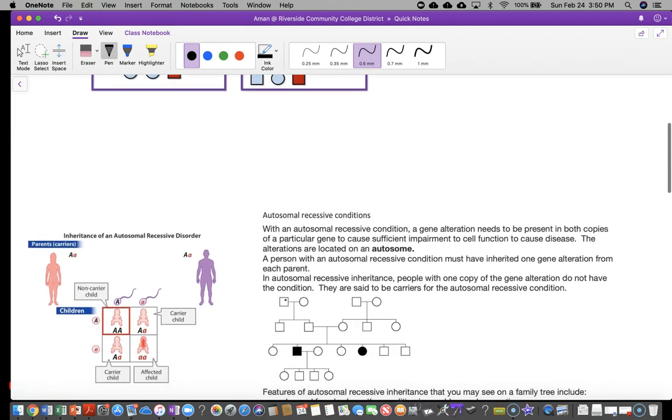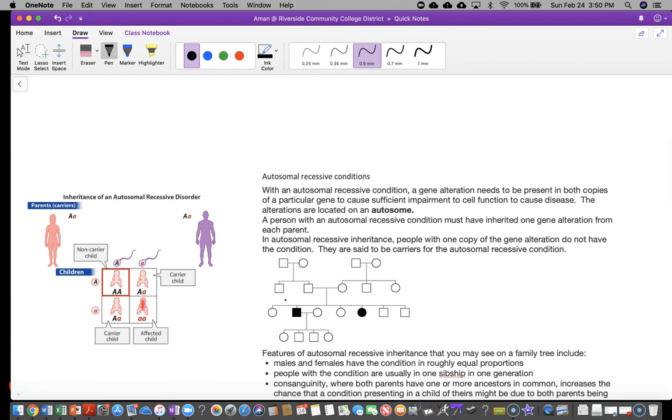Now we're going to talk about the inheritance pattern for genetic disorders. We first have to understand the classification of genetic disorder inheritance. We classify inheritance into two different types. One is autosomal, and if you've watched the last video, you understand that autosomal are the first 22 pairs of chromosomes, which are not sex-linked. Then there's another category, which is sex-linked inheritance.